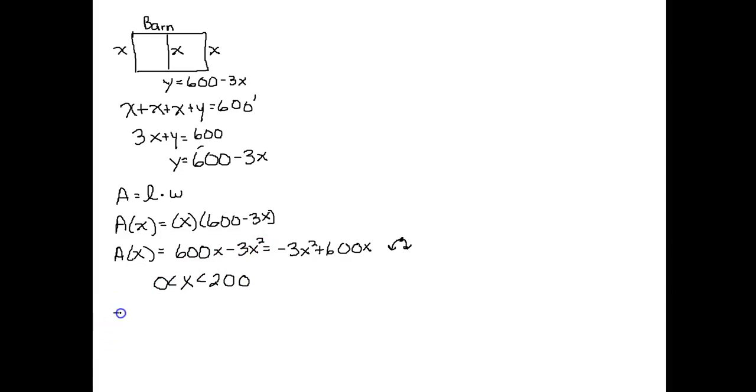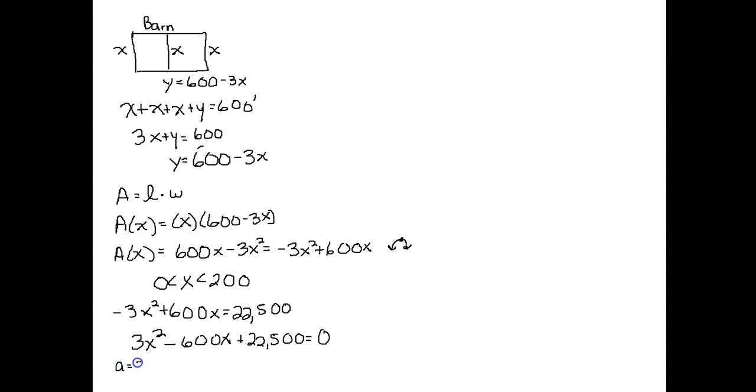All right, we want the area to come out to 22,500 square feet. So let's see, rearrange the terms a little bit. We can have 3x squared minus 600x plus 22,500 equals 0. Okay, so A is 3, B is negative 600, C is 22,500.